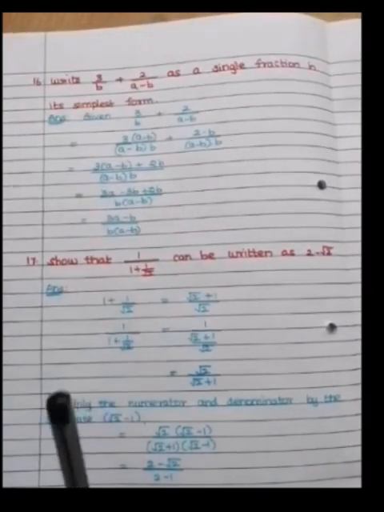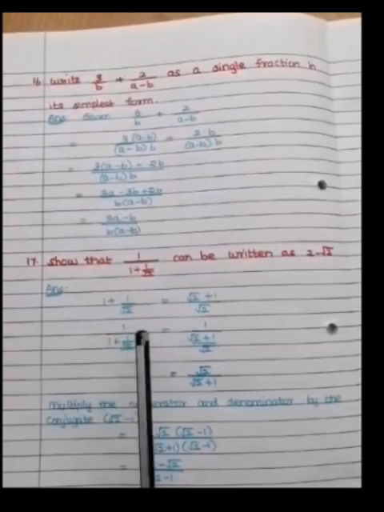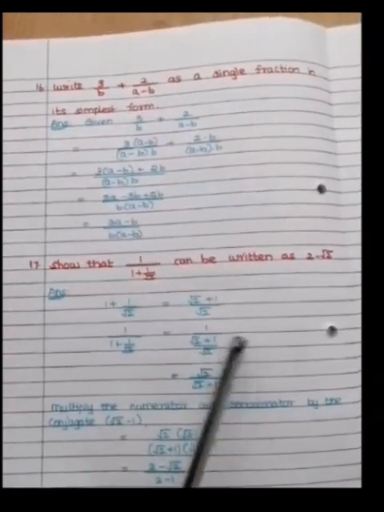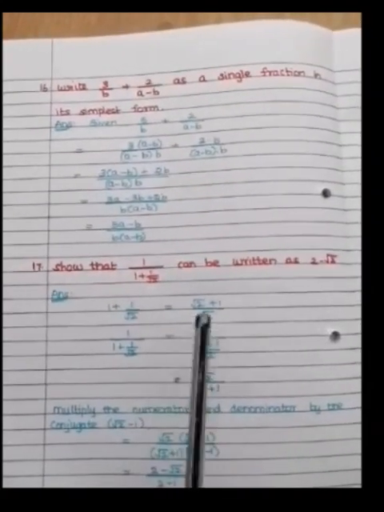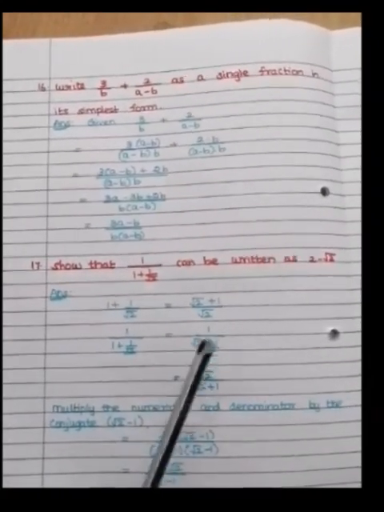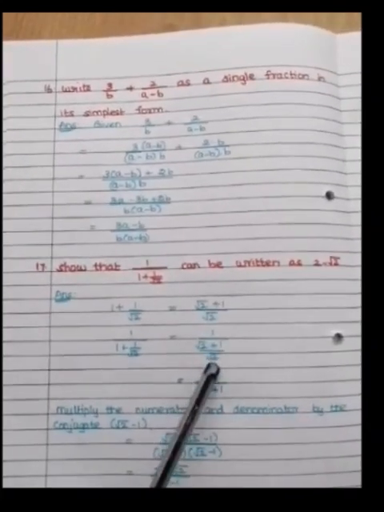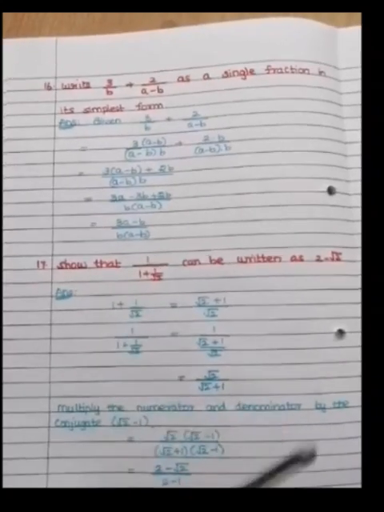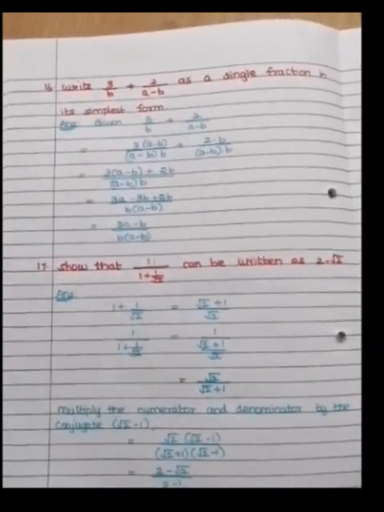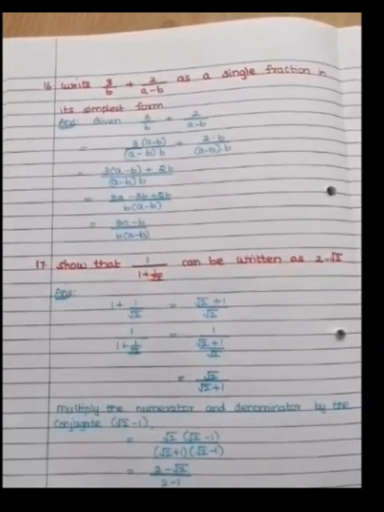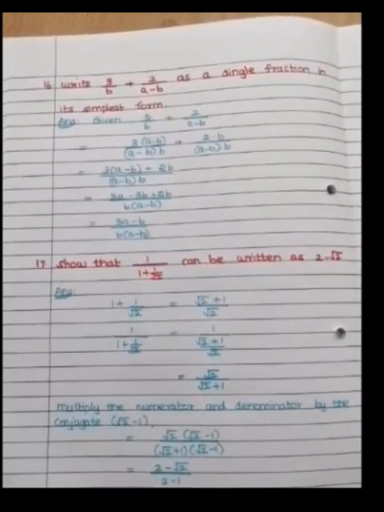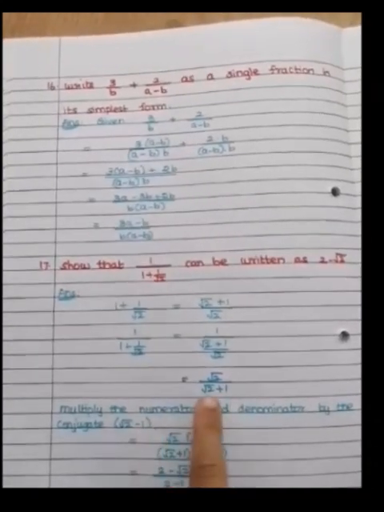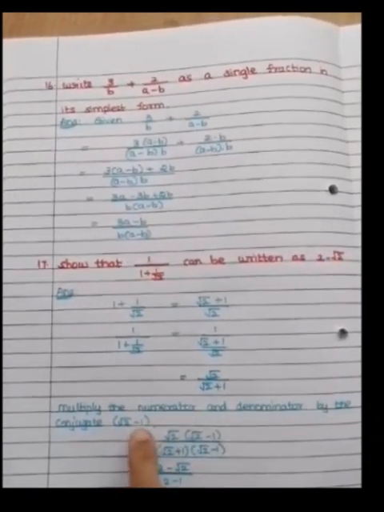If we take the reciprocal of the equation, we get 1 divided by 1 plus 1 by root 2 is equal to 1 divided by root 2 plus 1 divided by root 2. The denominator is reciprocated, meaning it is taken to the numerator. So we get root 2 divided by root 2 plus 1. Multiply the numerator and denominator by the conjugate root 2 minus 1. Here root 2 into root 2 minus 1 divided by root 2 plus 1 into root 2 minus 1.